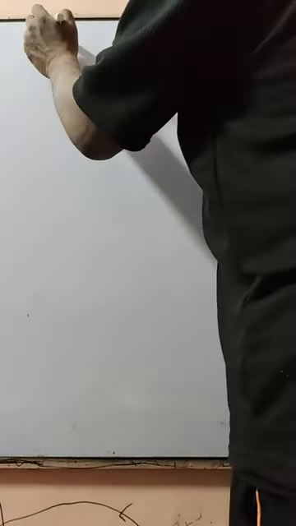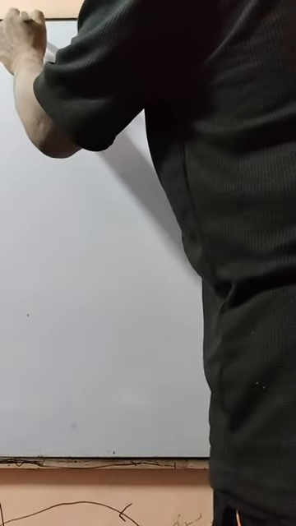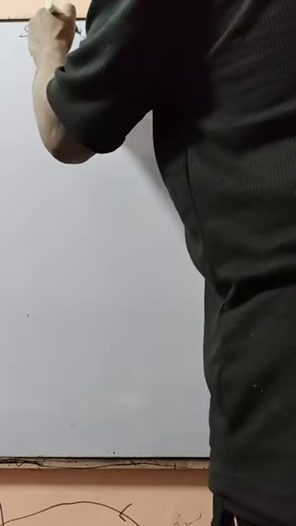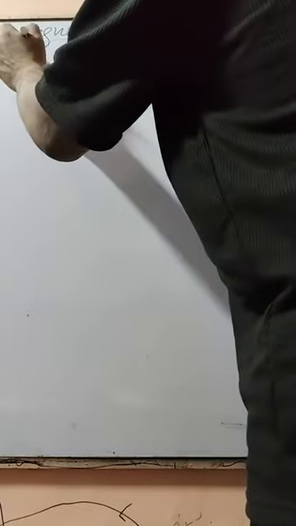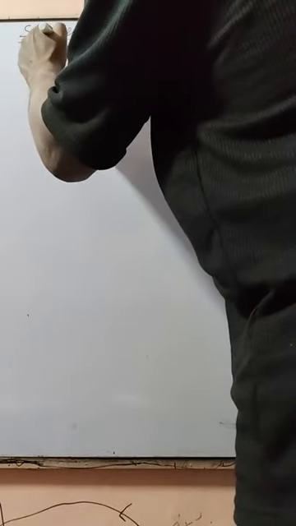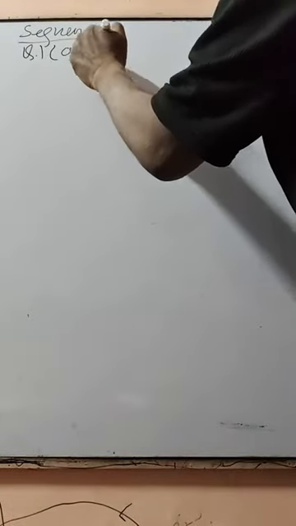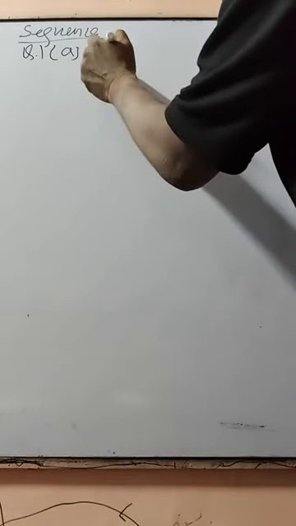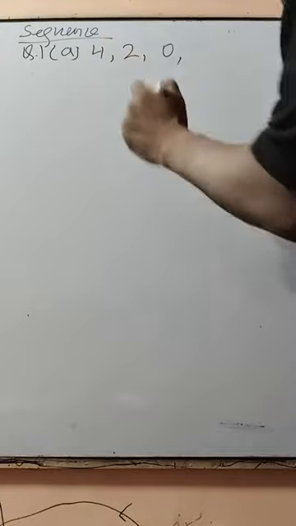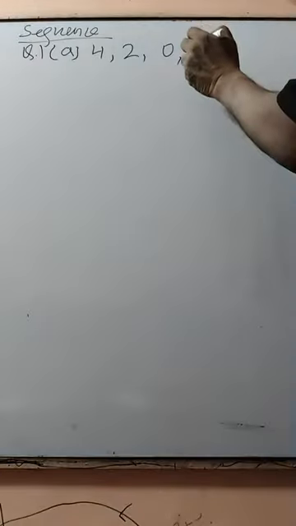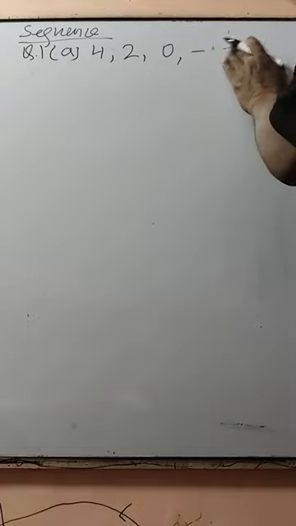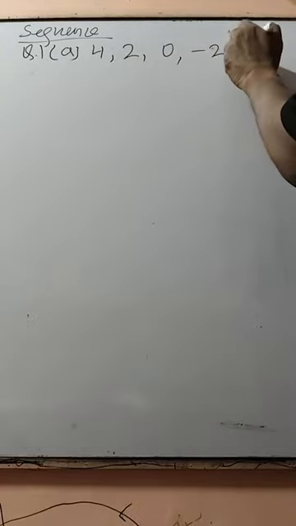So this time we are going to solve questions on sequences. This is question number one, part A. The sequence is 4, 2, 0, -2 and -4.